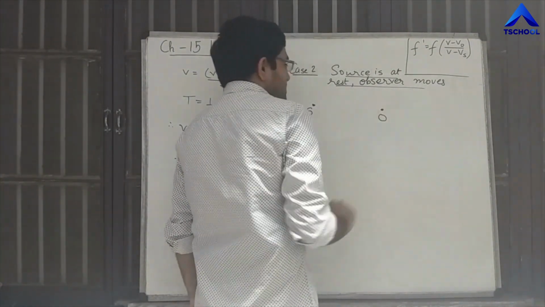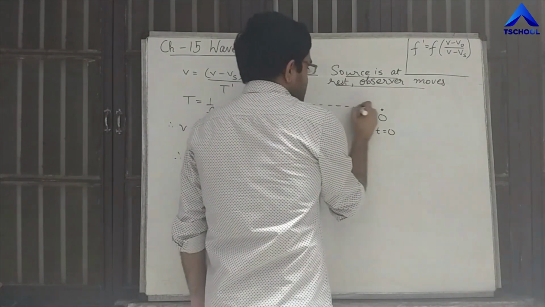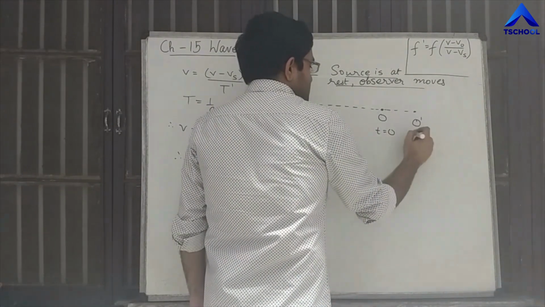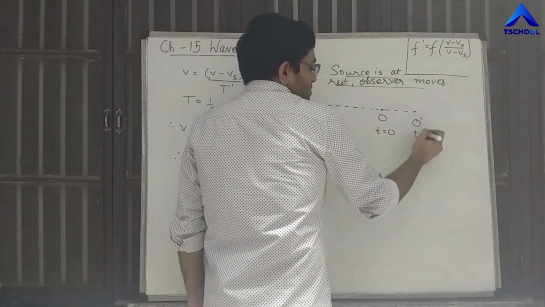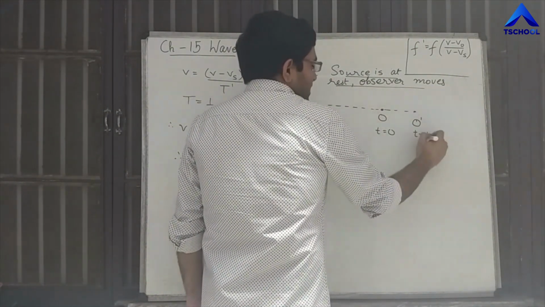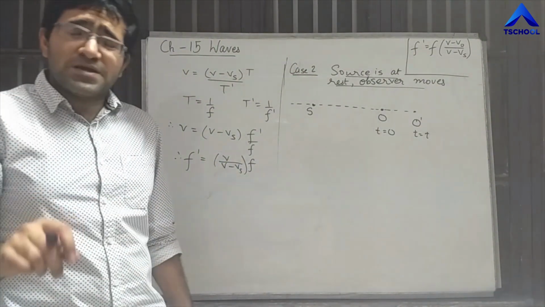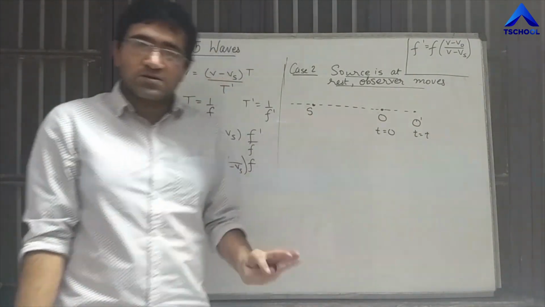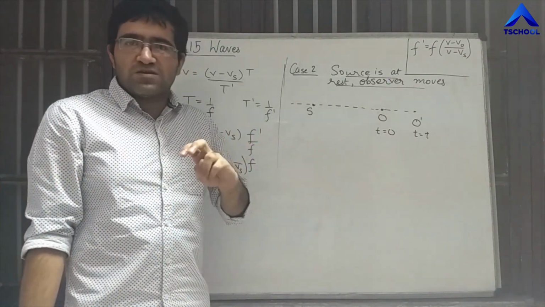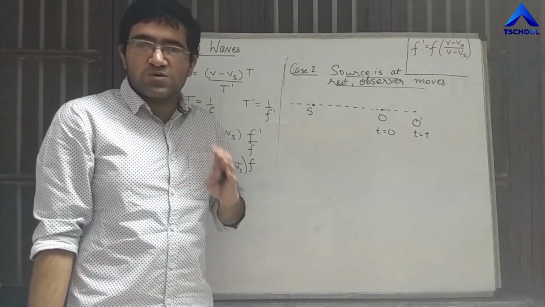So let's say this is S and this is O, where the observer was at time t equal to 0. This is the line that joins the source with the observer, and the observer is going to move some distance in some time. That time could be anything, it doesn't really have to be anything special. So let's say in time t equal to t. Now the basic idea here is that because the source is not moving, the wavelength is not going to change.